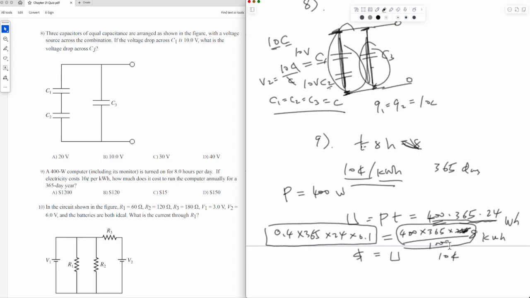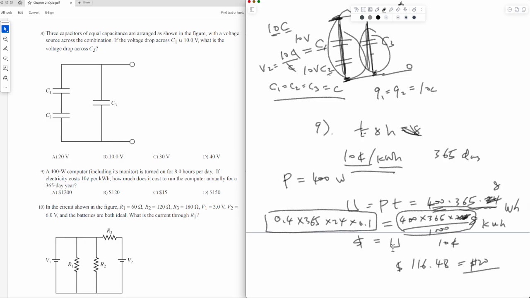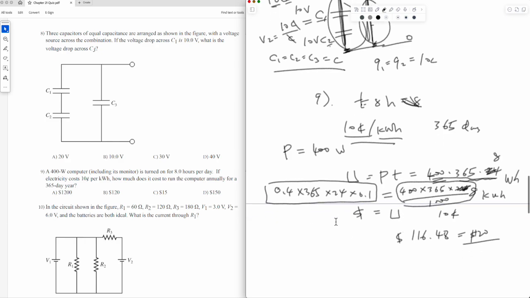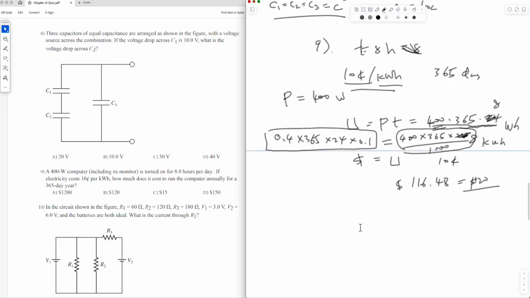Okay, so then the answer here is 116. Instead of 24, it should be 8. You only run 8 hours a day for 365 days. So my answer is $116.48, which is about 120. So when you do multiple choice, you're looking for the closest answer.